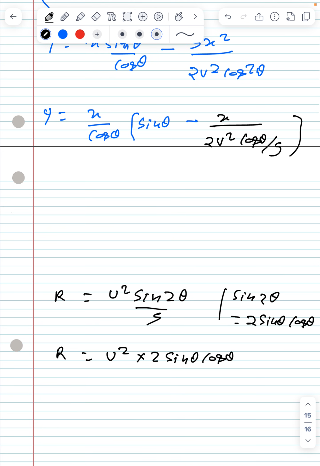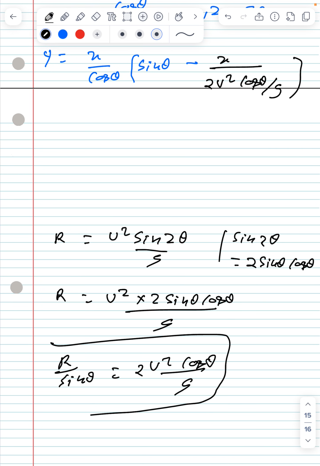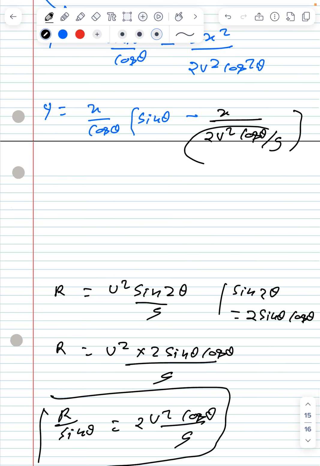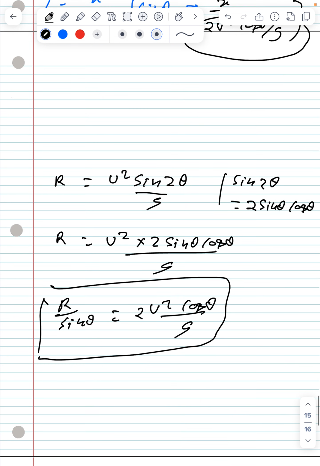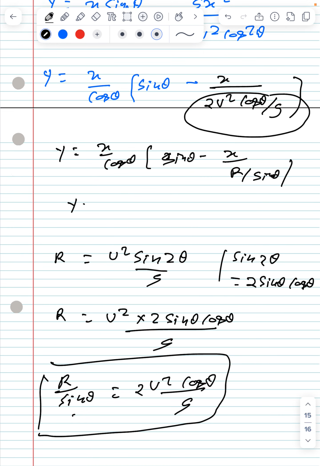And from the formula of range, R equals u square sin 2 theta divided by g, and the formula of sin 2 theta equals 2 sin theta multiplied by cos theta. So R equals u square times 2 sin theta multiplied by cos theta divided by g, meaning R divided by sin theta equals 2 u square cos theta divided by g.